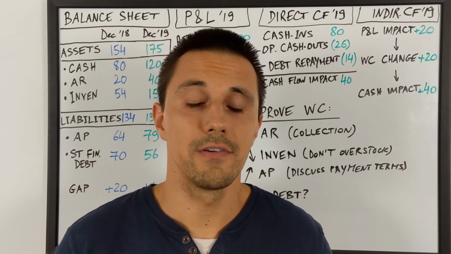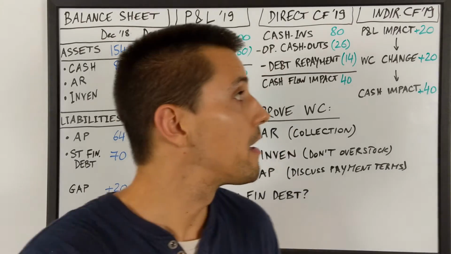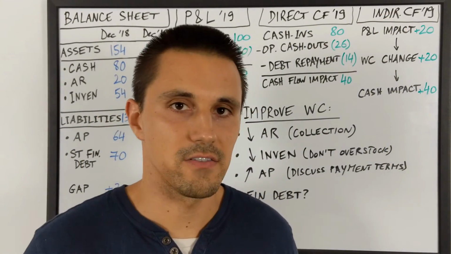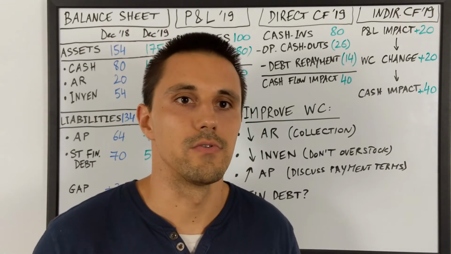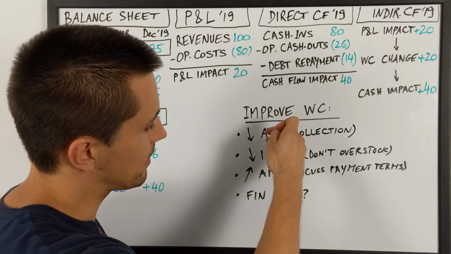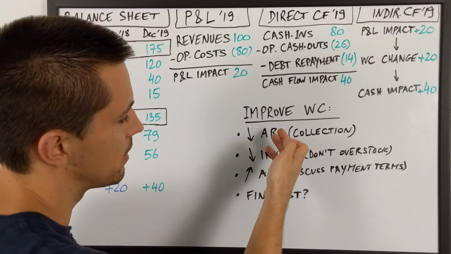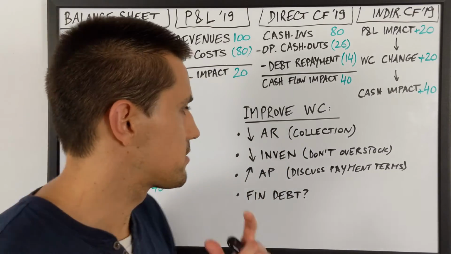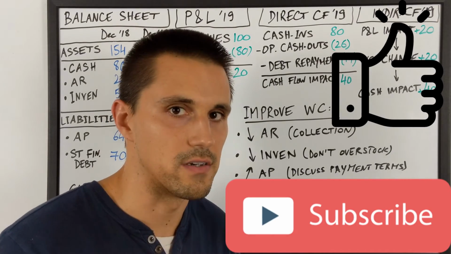Okay, now we have learned what working capital is, how to calculate it, and where it is important in our financial statements. Now we're going to talk about how to improve our working capital. So first of all, let's look back at the 4 assets and liabilities which are involved here, which are accounts receivables, inventory, accounts payables, and financial debt. So how can we improve our working capital to get the most of our cash here?